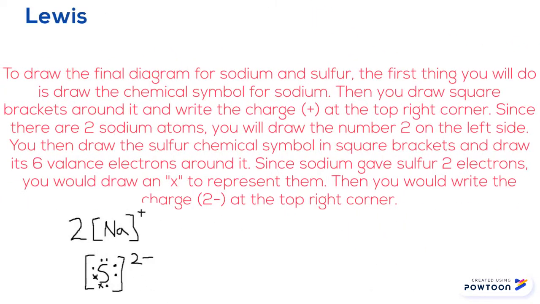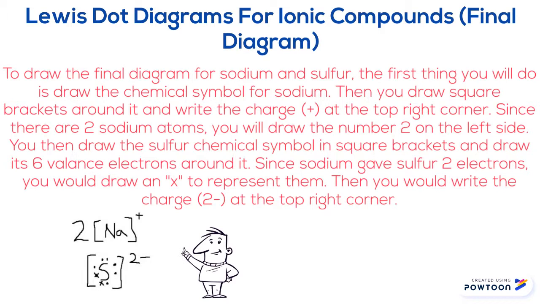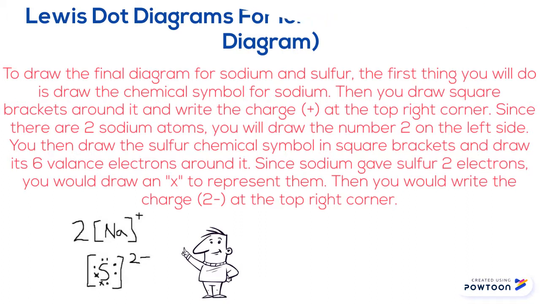For the final diagram, you will draw sodium's chemical symbol. You would then draw square brackets around it and write the charge 1 plus on the top right corner. Since there are 2 sodium atoms, you will draw the number 2 on the left hand side. You then draw the sulfur chemical symbol, its square brackets, and draw 6 valence electrons around it. Since sodium gave sulfur 2 electrons, you would draw an X to represent them. Then you would write the charge 2 minus at the top right.